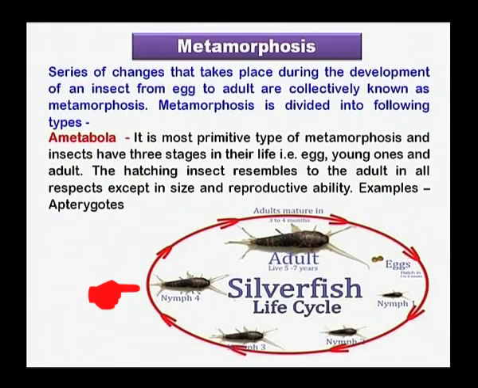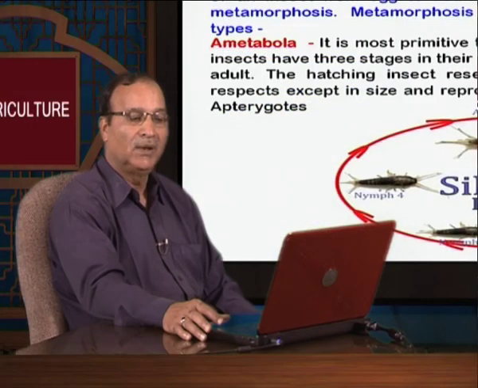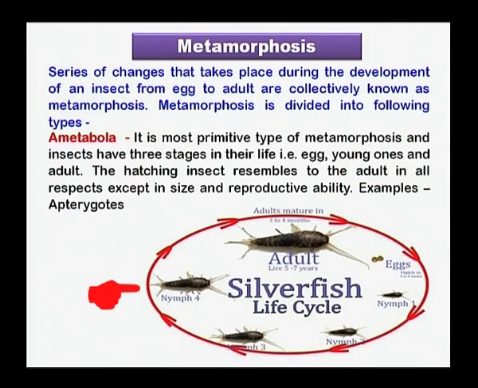This diagram depicts the life cycle of the silverfish, where you can see that the adult gave rise to eggs, then the 3-4 nymphal stages are there, nymph 1, nymph 2, nymph 3 and nymph 4, and then again the adult comes out of the nymph 4. Adult and nymphs look exactly the same except for the size, and the reproductive organs or the external genitalia are not fully developed.